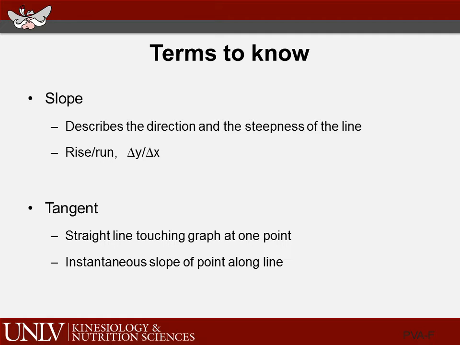So the other term to know, and the biggest connection, and we'll show this in a second, is slope. And what is slope? Well, slope is simply the rise over run, or the change in y over the change in x. And it describes the direction of change and the steepness of change from each of the x points along the line. Now, what type of slope is most important for us is going to be the tangent. And the tangent is that straight line that touches the graph at one point, right? So this deals with the infinitesimally small change in position across that.